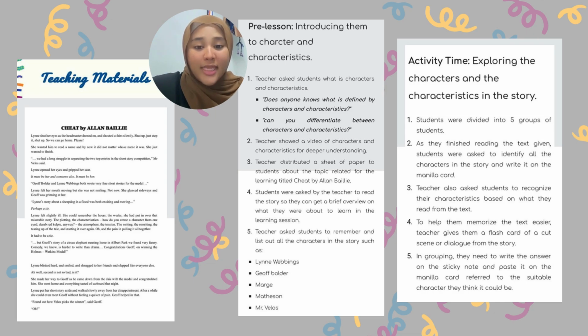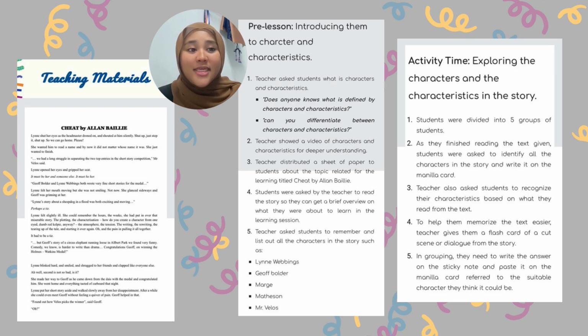Then, to make sure that they get a better and deeper understanding, I showed them a YouTube link regarding the definition, examples, and types of characters. After watching the YouTube video, I distributed a sheet of paper related to the learning title Cheat by Aidan Bailey, which is the short story, and I asked them to read the story so that they can get an overview of what they are going to learn on that day. And I also asked them to remember and list out the characters and identify the characteristics of each character.